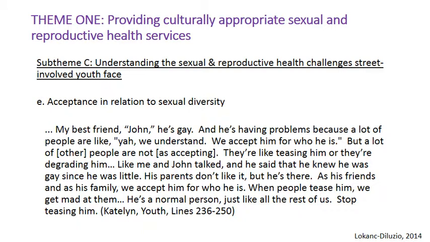So Caitlin talked about her friend John. She said, my best friend John, he's gay, and he's having problems because a lot of people are like, yeah, we understand. We accept him for who he is. But a lot of other people are not as accepting. They're like teasing him or they're degrading him. Like me and John talked, and he said that he knew he was gay since he was little.